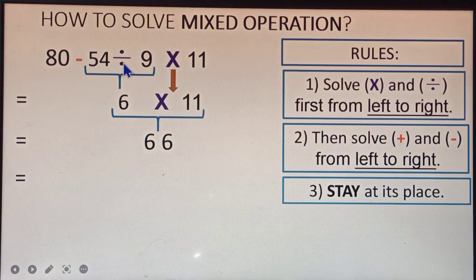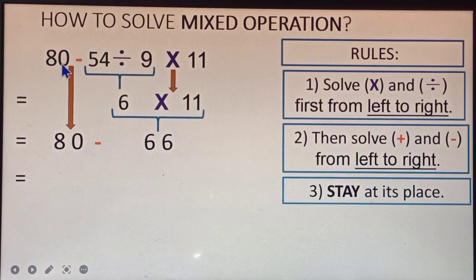Divide sudah dari kiri, and then ke kanan kali, and then the next step, the next rule is to solve plus and minus. So at the same place, tempat yang sama di depan, tidak boleh berubah ke belakang, tidak boleh. Rule 1 salah. So rulesnya mesti tetap di tempat yang sama di depan. Kalau di depan, mesti di depan juga ditaruh. Kalau yang di belakang, tempatnya masih di belakang. Okay? I hope you understand what I mean by stay at its place.